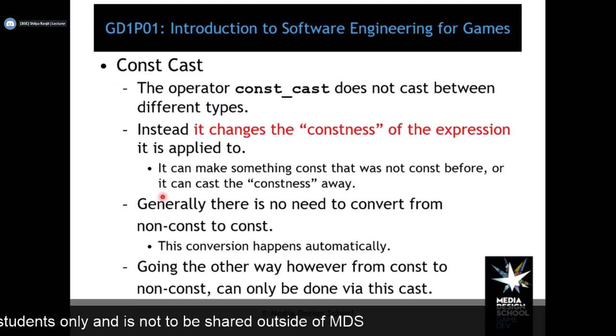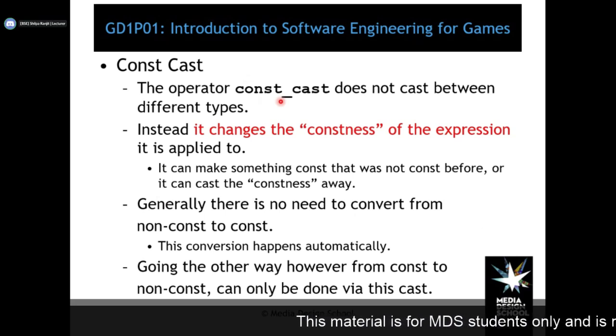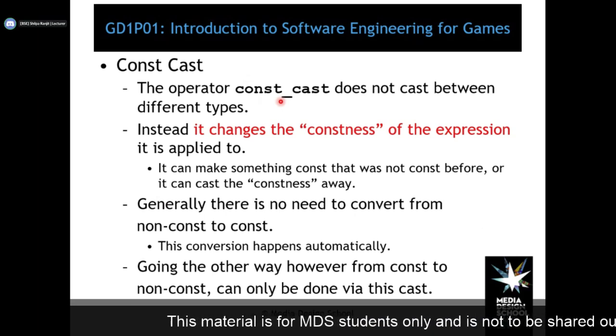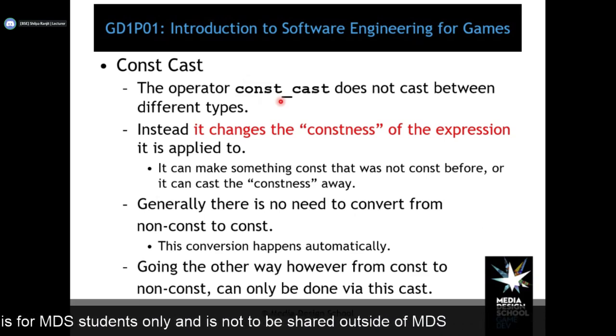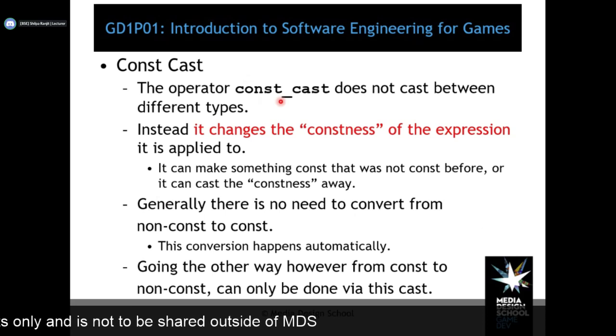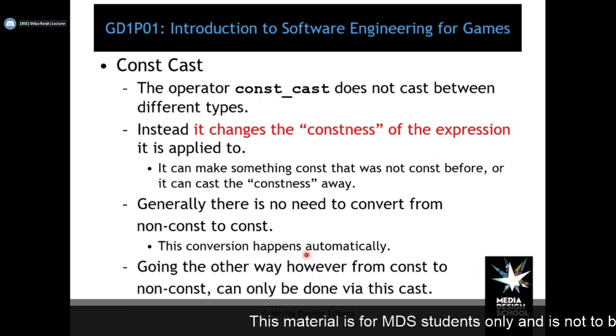Now coming to the const cast. Like the name suggests, it has something to do with the constantness of the expression. If you have a constant variable, you know what a constant variable is, right? A constant variable is one whose value cannot be changed. You can temporarily remove the constantness of that variable, because maybe you want to change the current value of that variable, or you want to make some change to it. So what it does is it changes the constantness of the expression and it casts the constantness away.